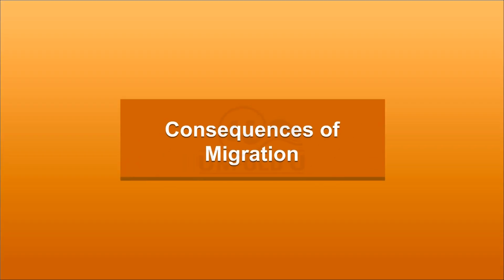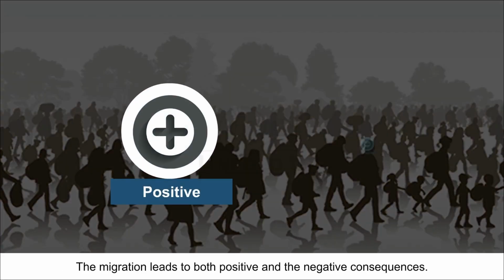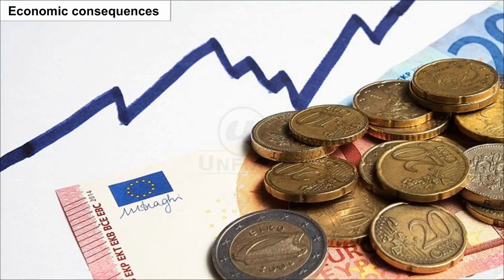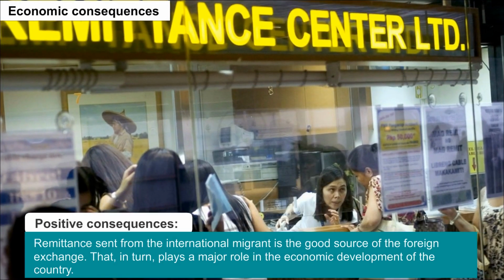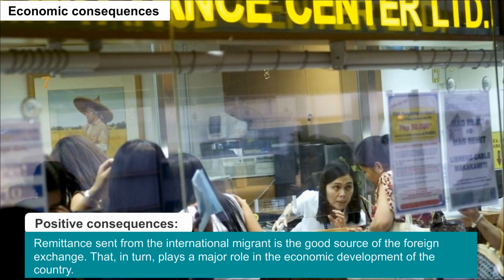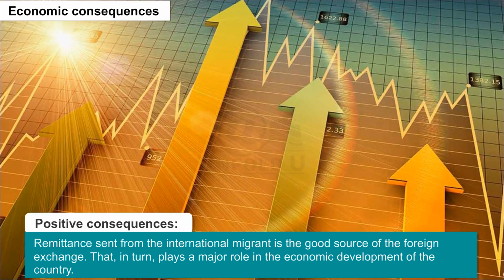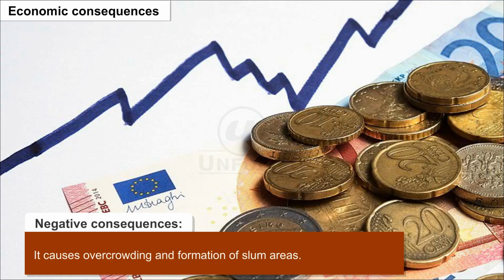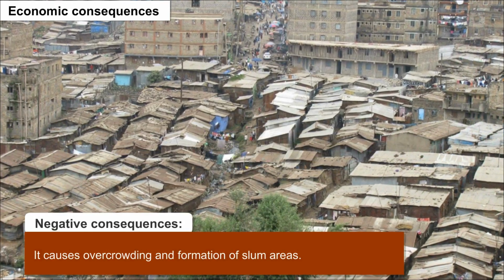Consequences of migration. The migration leads to both positive and negative consequences. Economic consequences. Positive consequences. Remittance sent from the international migrant is a good source of foreign exchange. That, in turn, plays a major role in the economic development of the country. Negative consequences. It causes overcrowding and formation of slum areas.